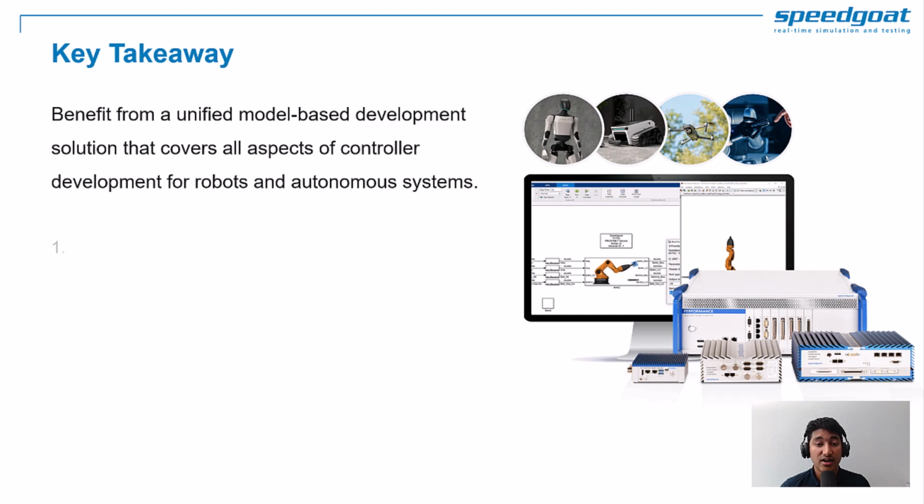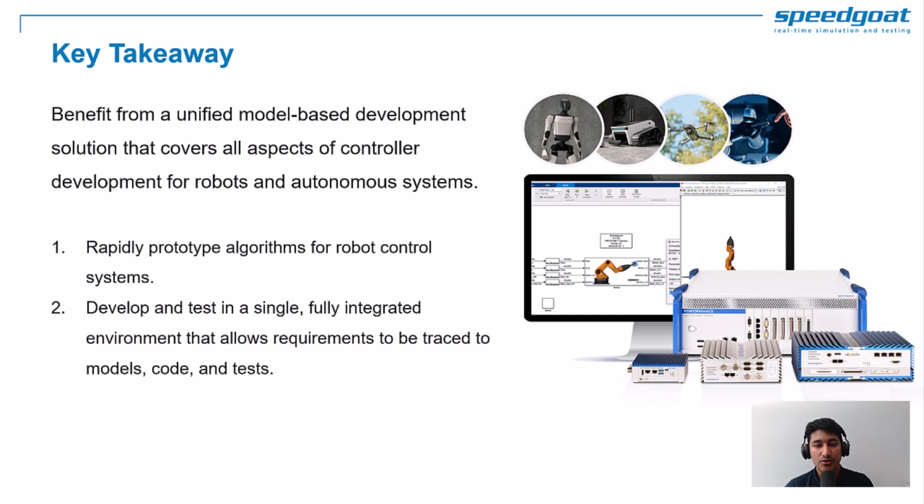Why is that? You can rapidly prototype control algorithms for complex robot control systems, as model-based design allows you to focus on functional design and sets you up for the implementation of your controller code. You can develop within the unified environment of Simulink and SpeedGoat, which allows you to create a digital thread that traces requirements to models, code, and tests, which helps manage the complexity. You can use performant, modular, and scalable test systems that allow you to emulate sensors and electrical signals, as well as subsystems of your robots and autonomous systems. So with this, you can then thoroughly test your controllers.